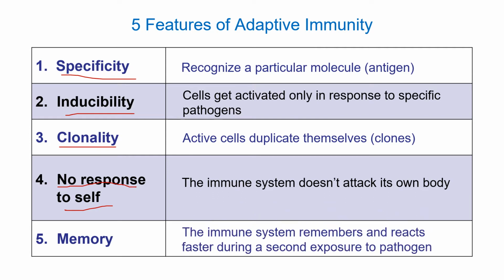And lastly, memory. So as I mentioned before, we want to be able to remember what we saw before, what made us sick, and then the second time around have a secondary immune reaction that will hopefully not allow us to be sick at all. So all of these words will come up as we talk about adaptive immunity.